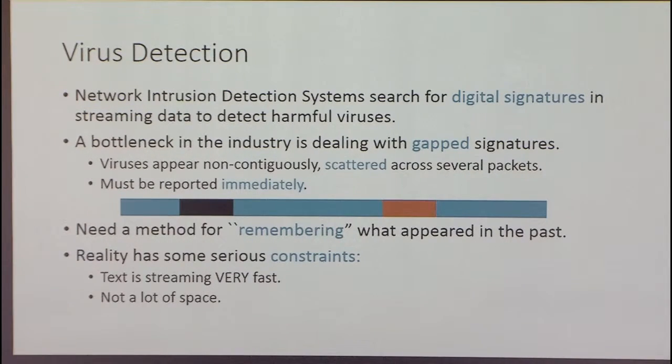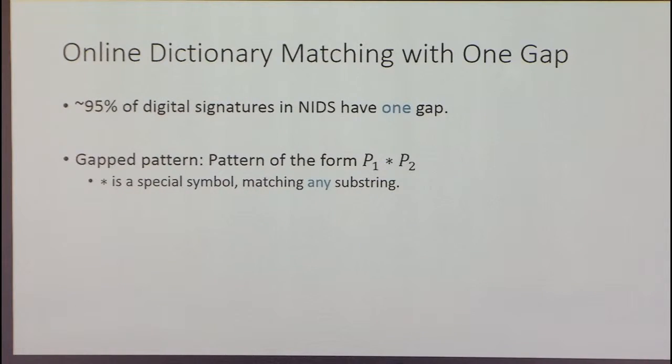Okay, to make things even worse is that reality has some serious constraints. This is true for many aspects in life and here as well. So text is streaming very, very fast. We want to react very quickly to each character or each new packet or however you want to look at this. And we cannot use a lot of space in the streaming model or in real life also, right? We have routers that have limited amount of space usage, which is a constraint on the system. Okay, so this can be formulated as a streaming problem. I'll mention a few more things.